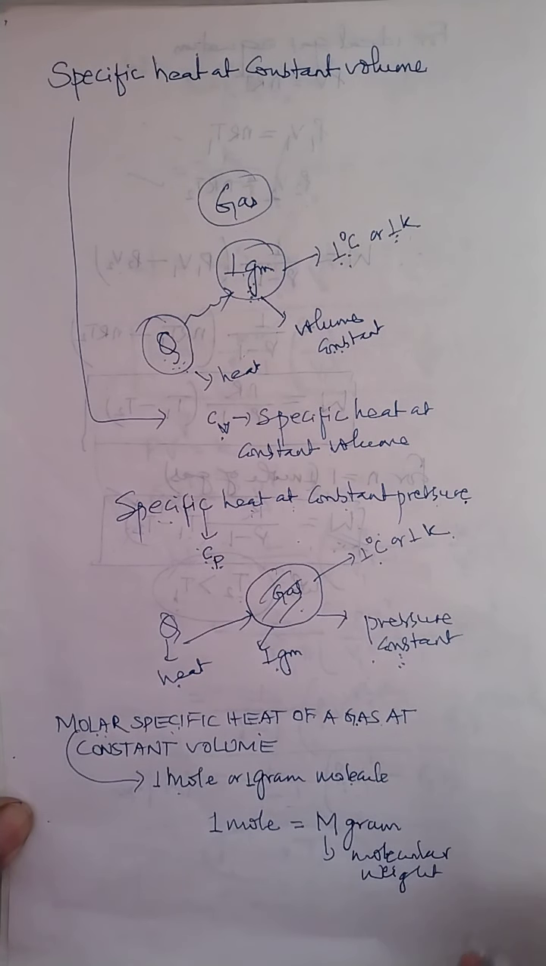Like for oxygen, the molecular weight of oxygen is how much? 32. So 1 mole of oxygen gas equals 32 gram of oxygen gas. So remember this relation which I have explained. And this is true for any gas, whether it is a real gas or an ideal gas.